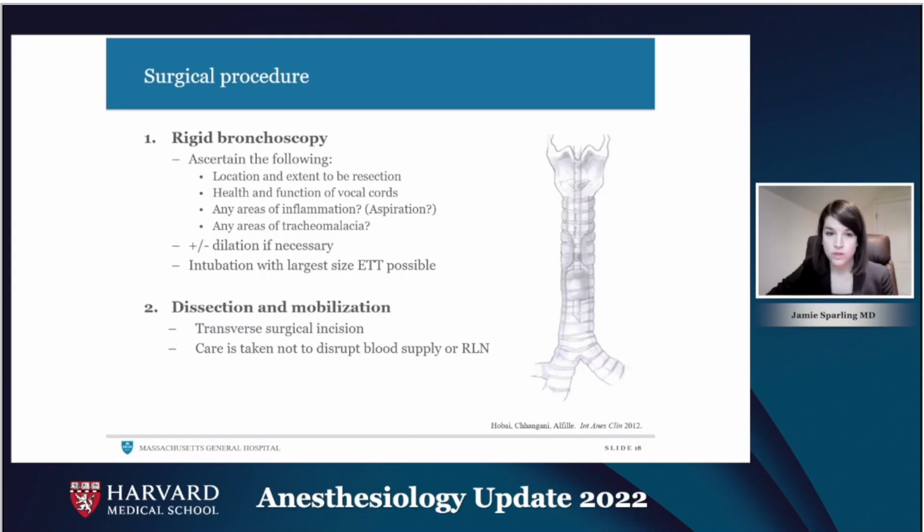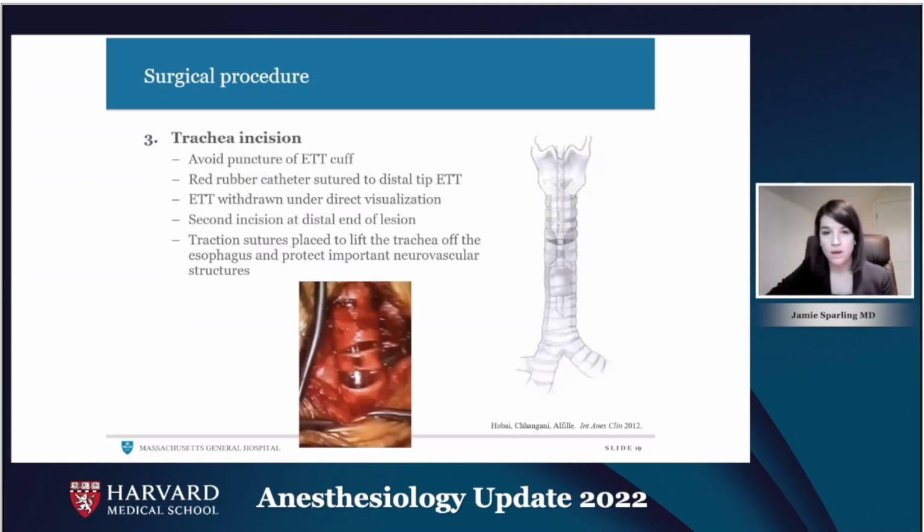Then the surgery proceeds with a transverse surgical incision, dissection, and mobilization of the trachea. At this time, the trachea is incised. This requires careful coordination between the surgeon and anesthesiologist to avoid puncture of the endotracheal tube. A red rubber catheter is sutured to the distal endotracheal tube tip, which is then withdrawn under direct visualization in the field. The second incision is made at the distal end of the lesion, and traction sutures are placed in order to lift the trachea up off the esophagus and protect the important neurovascular structures that we spoke of earlier.